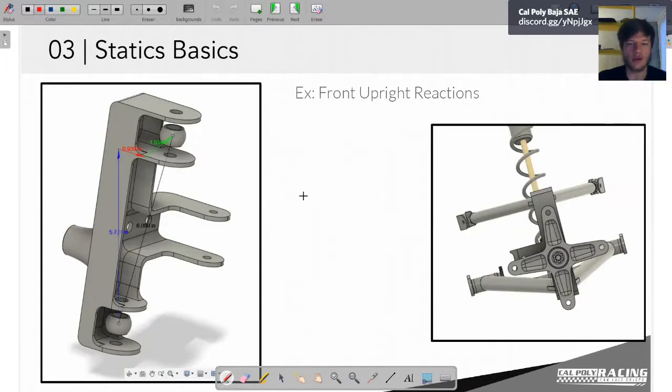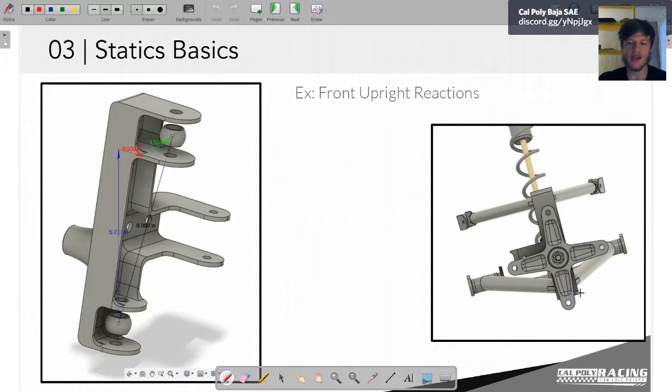All right, so what is the first thing that we need to do for any statics problem? It's the same in 3 dimensions as it is in 2 dimensions. First thing we need to do is actually create a drawing of what's going on. So I took the liberty of going ahead and taking measurements for all these things.